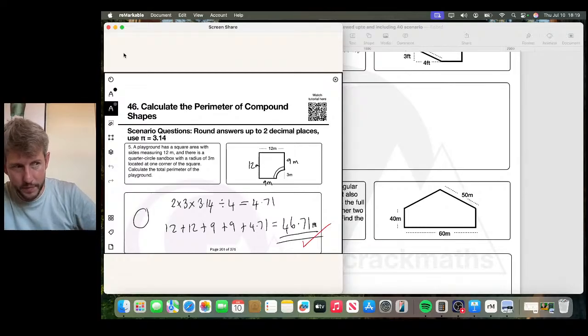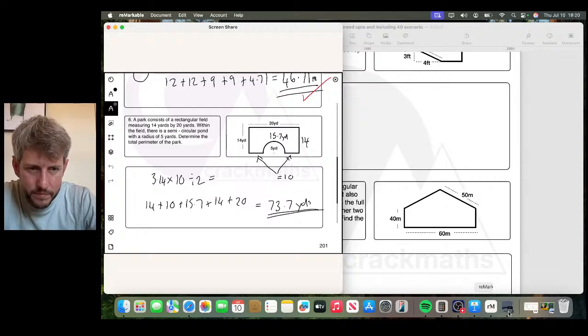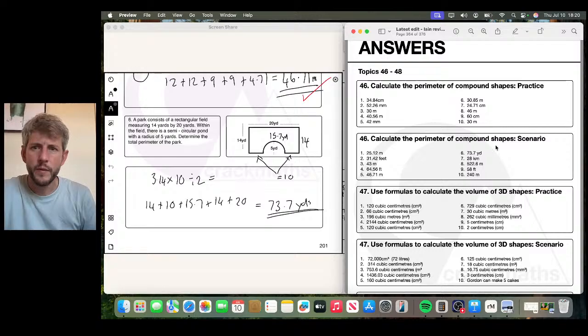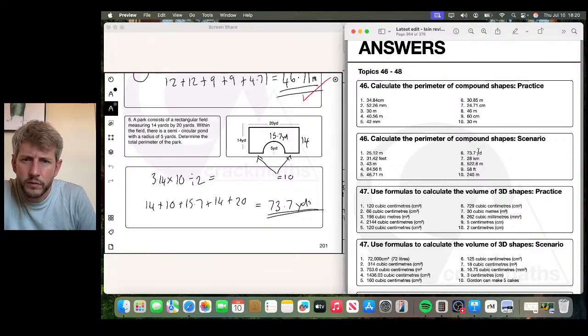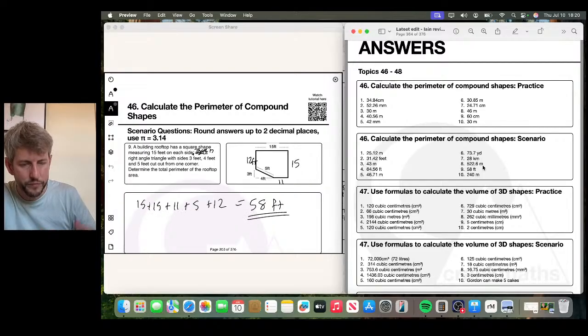Right, so question 6. We need that mark scheme. Right, so here we go. Question 6 for this one is 73.7 yards. Yep, that agrees. 28 kilometers. Yep, that agrees as well. 50. Oh, I forgot to do the second bit.